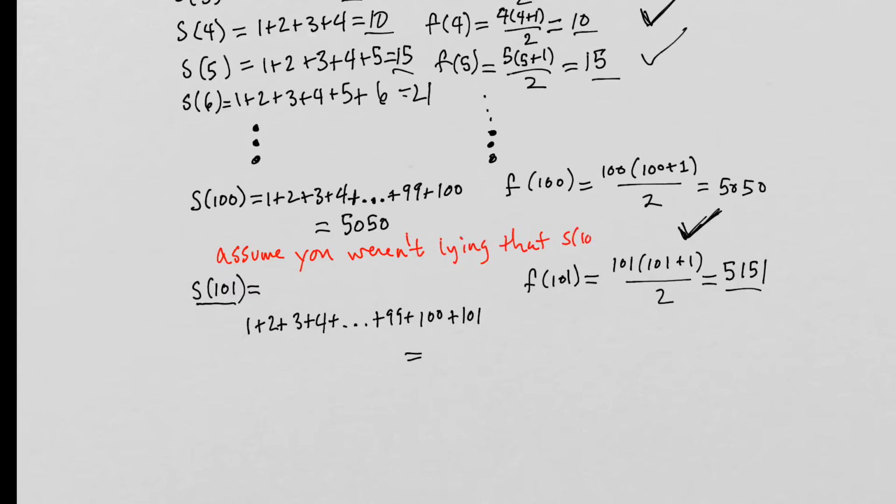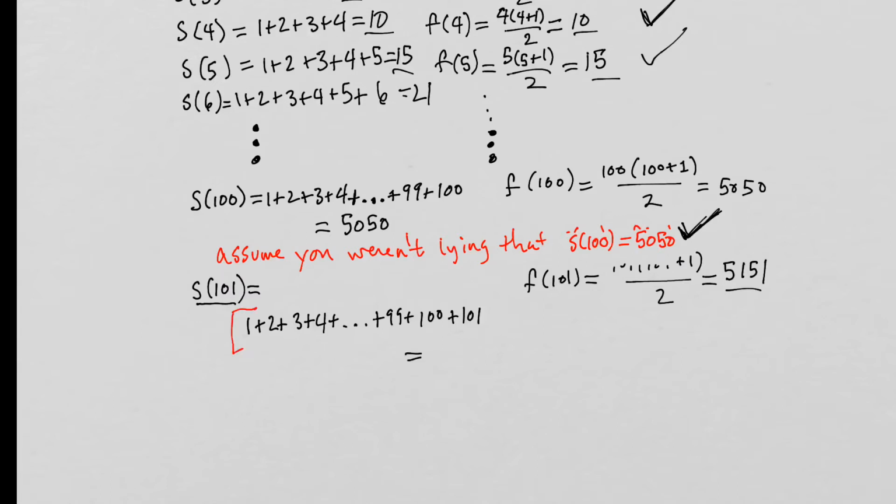That S of 100 is equal to F of 100, right? Actually, we've already calculated these, so maybe before that, let me back up a step. Okay, S of 100 is equal to F of 100. We actually don't need that. I'm going to assume you weren't lying to me. This is my first version of this, that S of 100 is equal to 5,050, right?